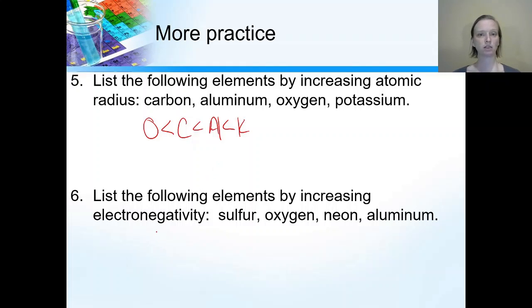And for electronegativity, the trick here is to remember that the noble gases have the lowest electronegativity. So you want to put that at the low end. Even though the trend for increasing electronegativity is up and to the right, and neon is furthest to the right, it has the lowest electronegativity.